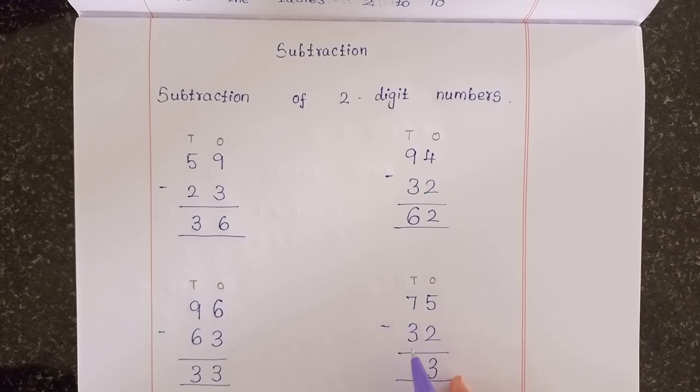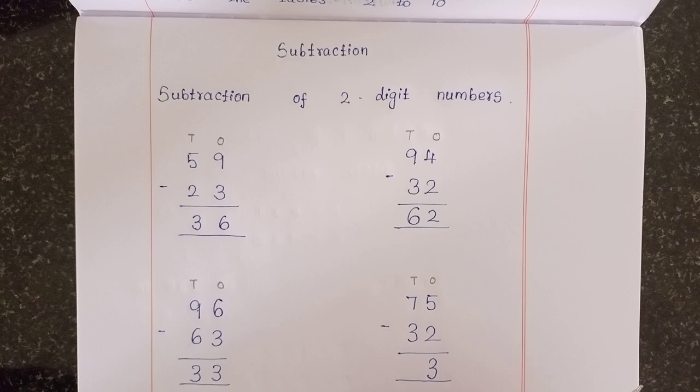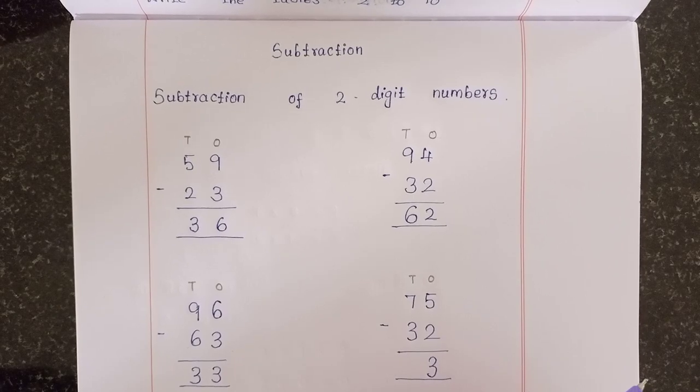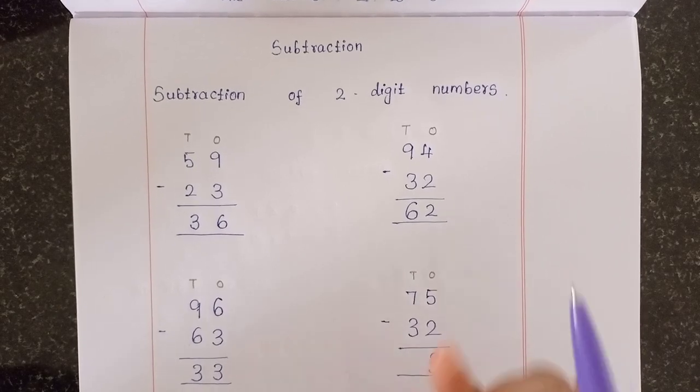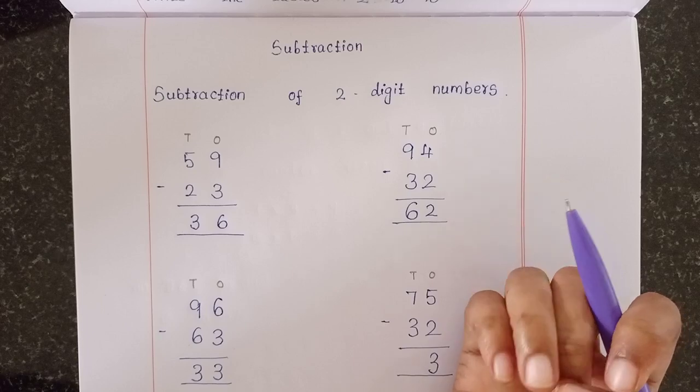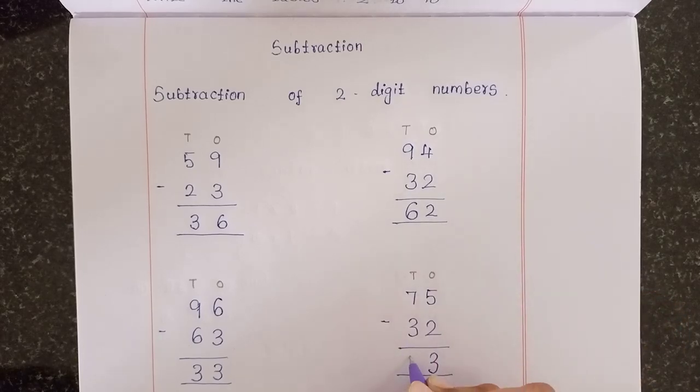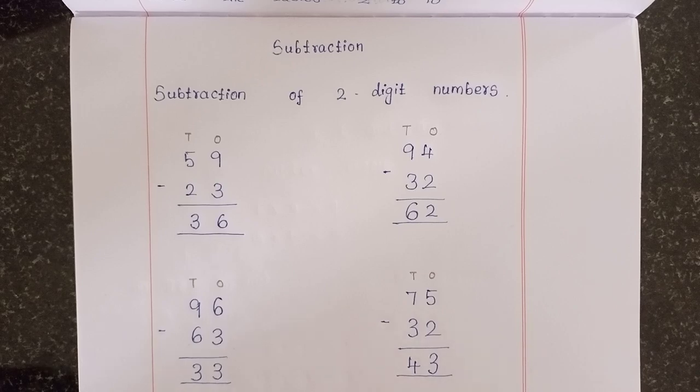Then 7 minus 3. All of you take 7 fingers. Then you subtract 3. Do it yourself, 7 minus 3. Don't say the answer. All of you take 7 fingers. Then you subtract 3. Remaining you have 4. So the answer is 43.